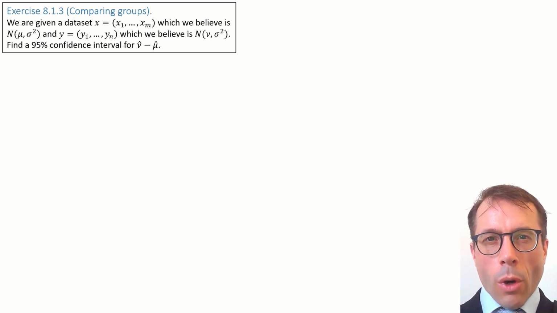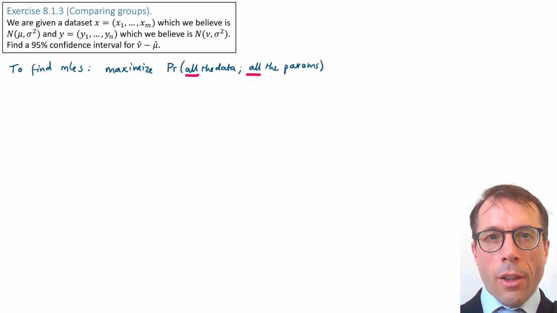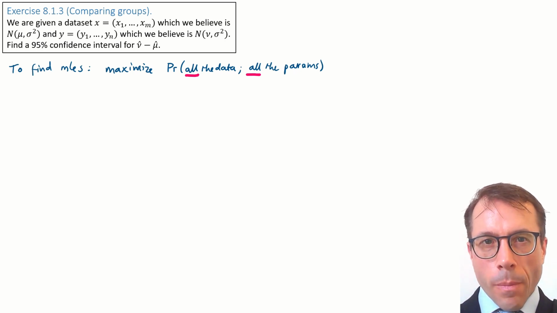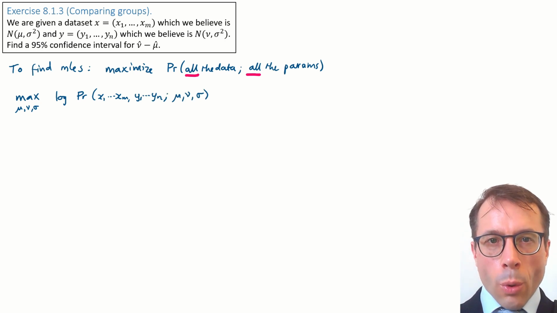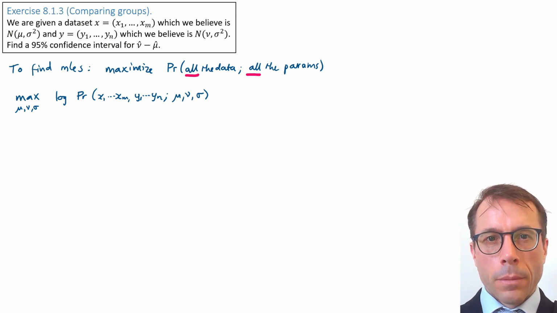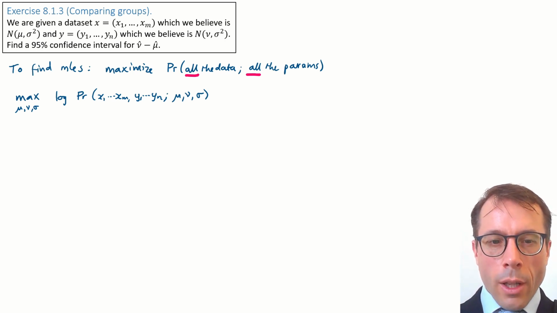Actually, I said something wrong. I said we're given two datasets, X and Y. What I should have said is we are given a dataset consisting of some X values and some Y values. When we do maximum likelihood estimation, we should always write it out in full as the likelihood of all of the data given all of the parameters. Here, all the data means all the X's and all the Y's, and all the parameters means all three of them, mu, nu, and sigma. I won't go through the process of fitting this because you've seen so many model fits already. Let's just look at the code.